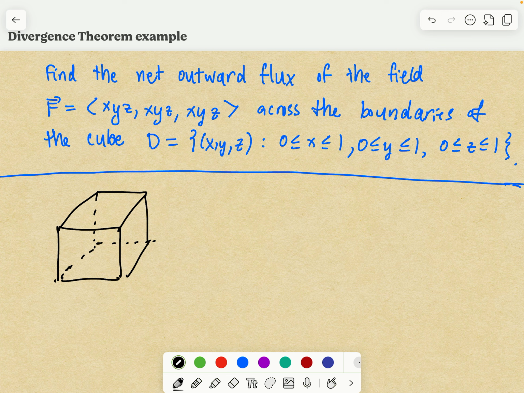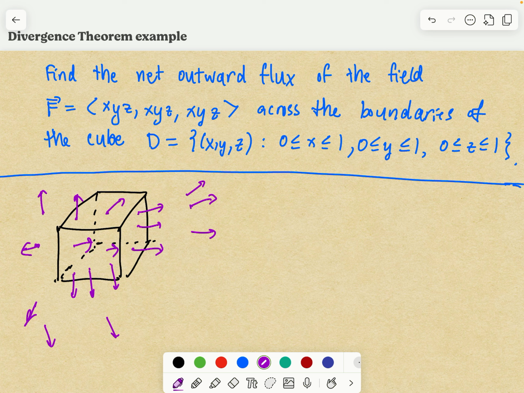You have this unit cube, and what's going on is you have some vector field F. So at each point you have this vector, right? You have all these vectors like this, just everywhere, all over. This vector field is defined on all of R3. So everywhere inside the cube, outside the cube, on the boundary of the cube, everywhere there's this vector, right?